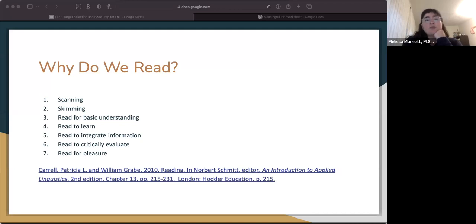There are lots of reasons why we read, and these ones were proposed by Patricia Carrell and William Grabe. The first 6 of them are sort of a progression almost, right? From scanning to skimming to reading for basic understanding, all the way up to reading to be able to critically evaluate. And this is true whether you're a child or an adult.